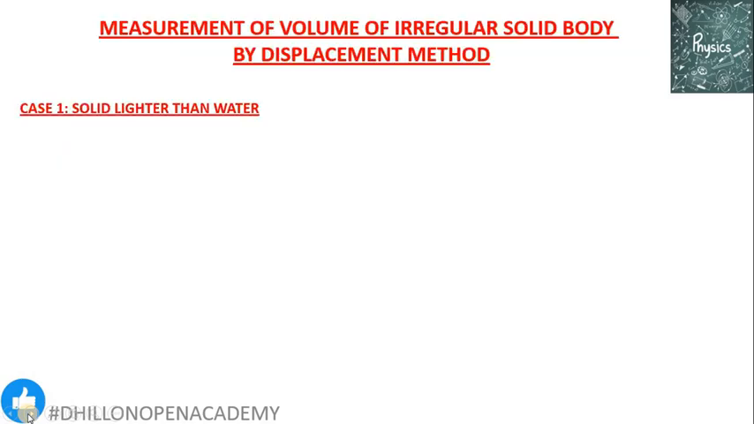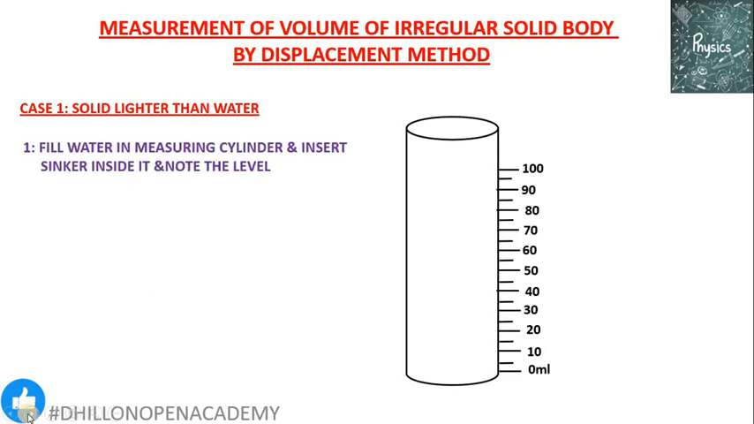But what if a solid is lighter than water? In that case, we will make use of a heavier object which, when tied with the given solid, will completely place it below the free surface of the water. We call that object a sinker, which helps the given object to completely sink inside the liquid.